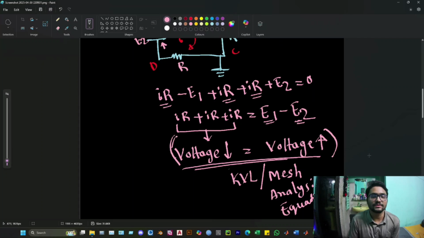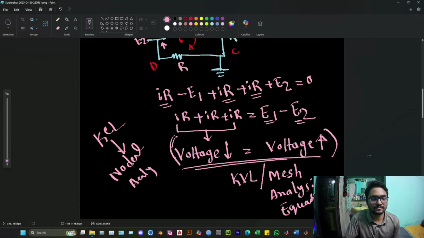Thank you very much. So this is a very basic and fundamental concept. We can also illustrate the same thing with KCL or Kirchhoff's current law, which comprises the node analysis or nodal analysis. Okay. Thank you very much.